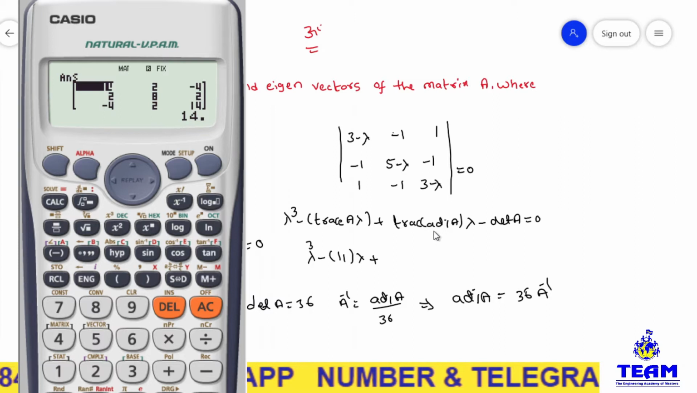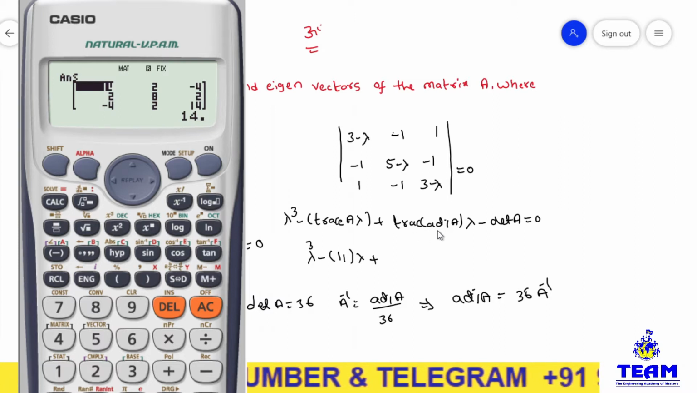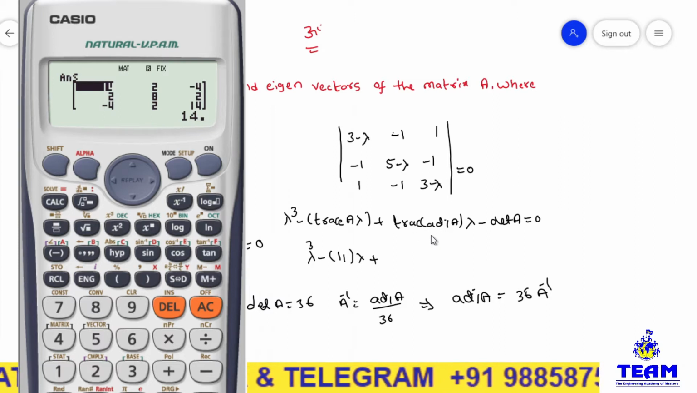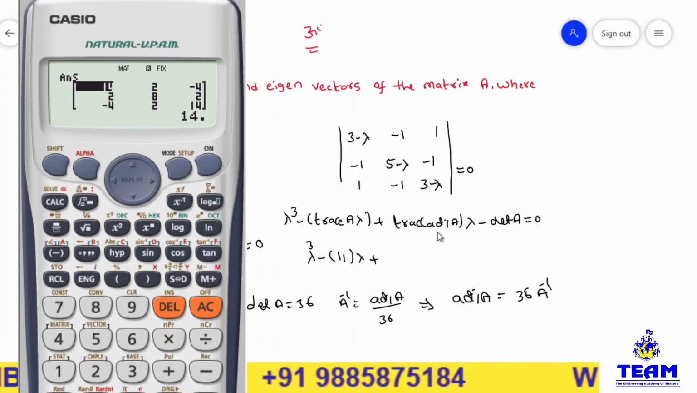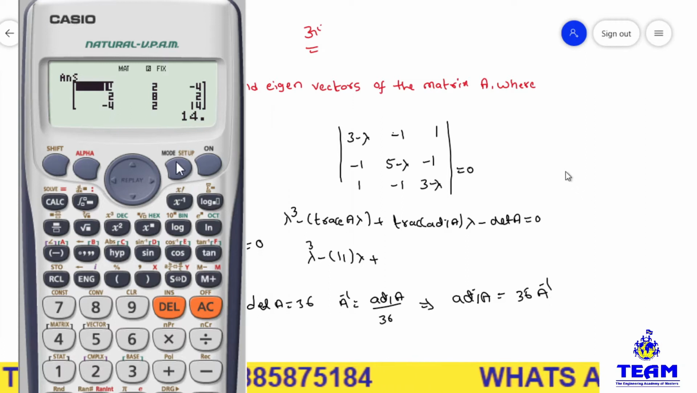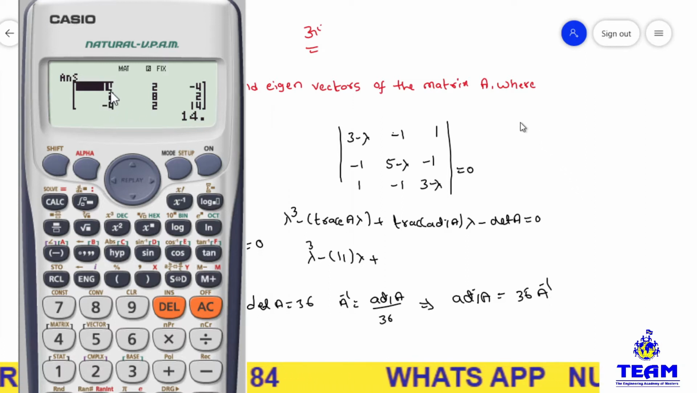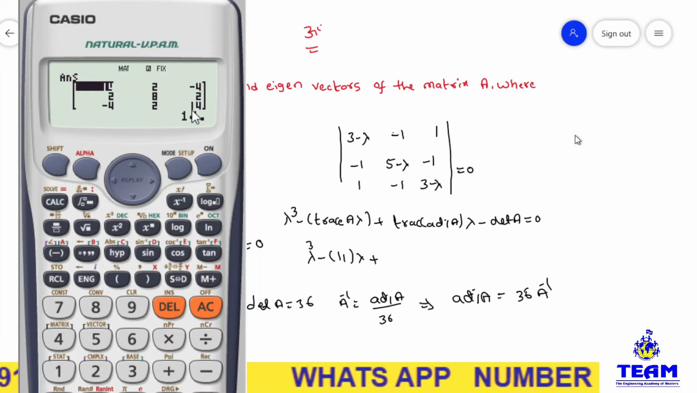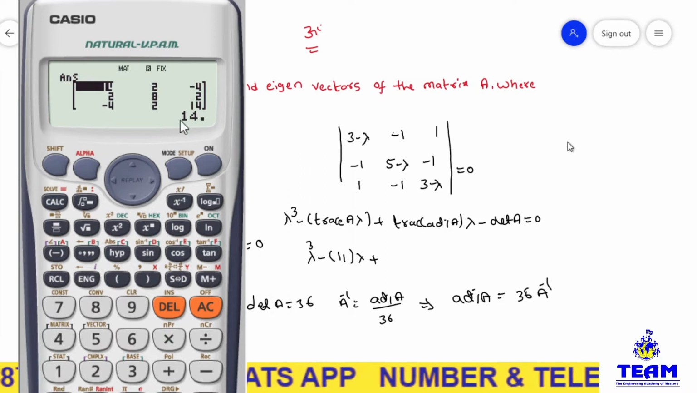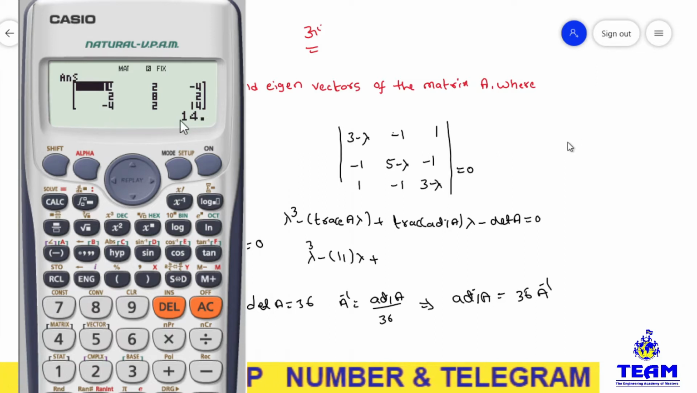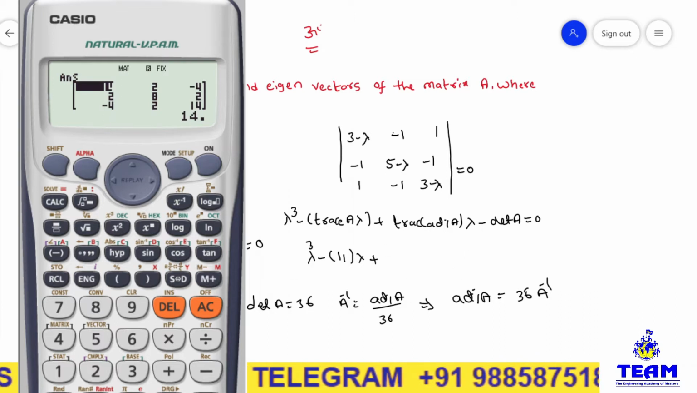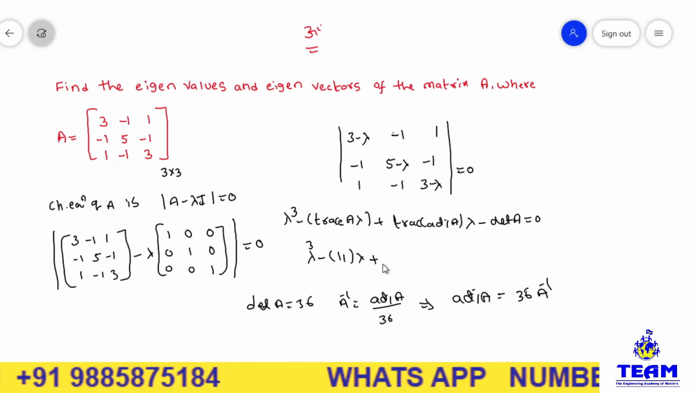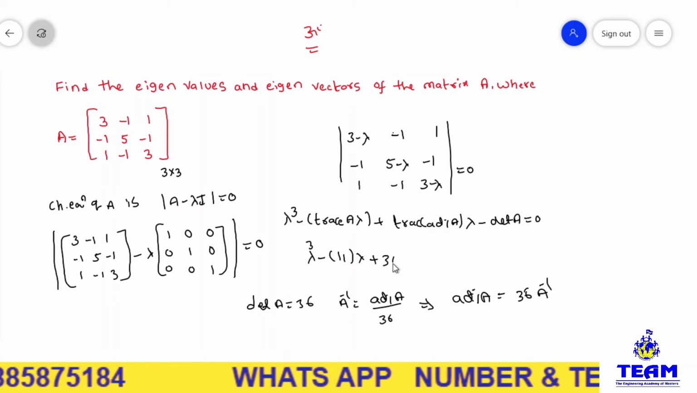So what I actually require is only the trace of adjoint A. We don't want the total adjoint matrix, we want only the trace of adjoint A. So how will you get the trace of adjoint A? Just add the diagonals of the adjoint matrix. This is 14, 8, 14. 14 plus 8 is 22. 22 plus 14, here you have 36. Okay, so the trace of adjoint A is 36. Write it down now. So the trace of adjoint A we have 36.